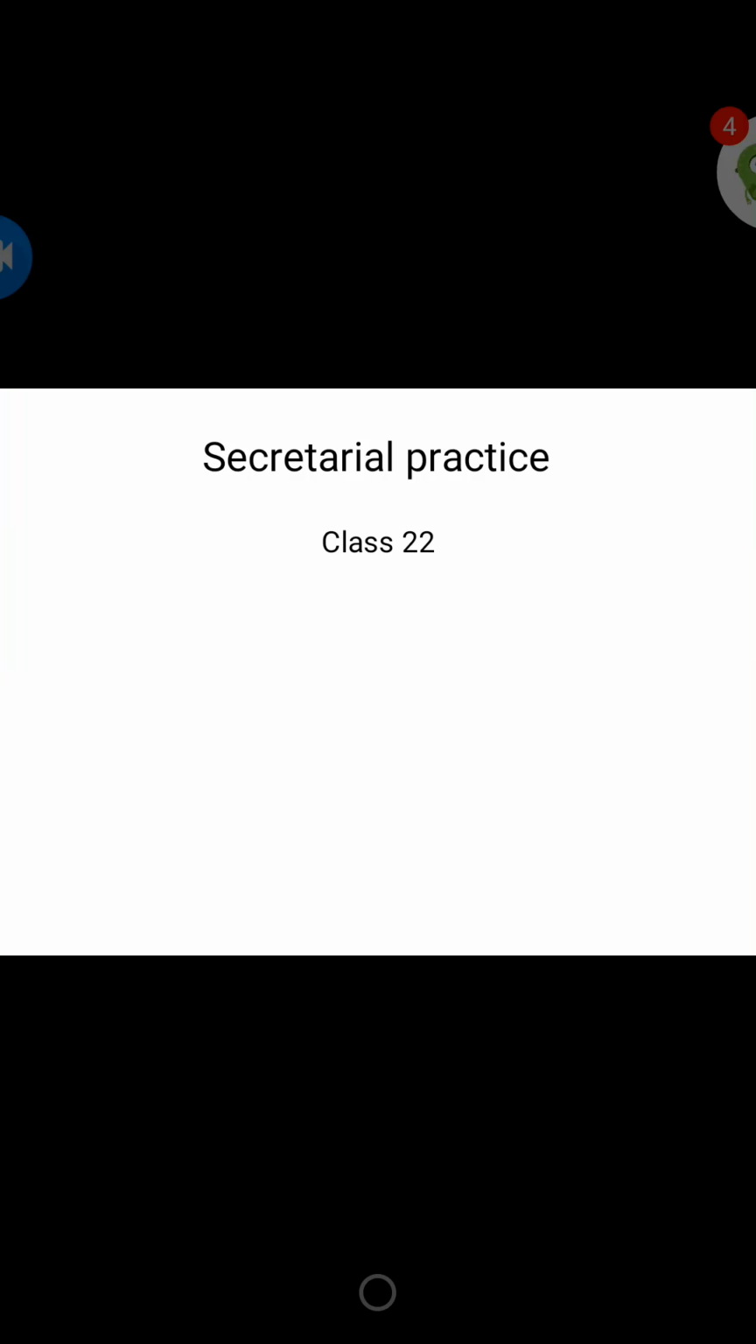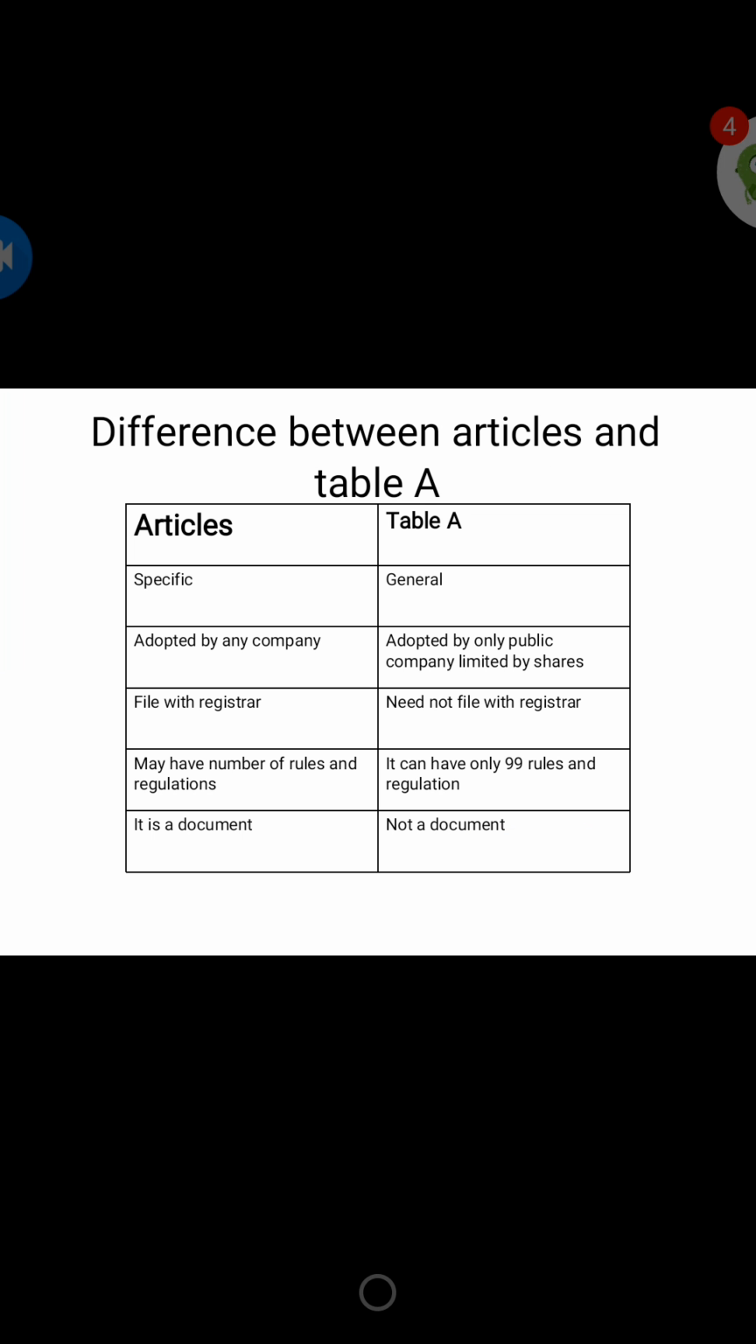Welcome to class 22 of Secretarial Practice. Today we are going to deal with the difference between articles and Table A. So, Table A and articles. These are documents, or we can say the articles are a document and Table A is its substitute.